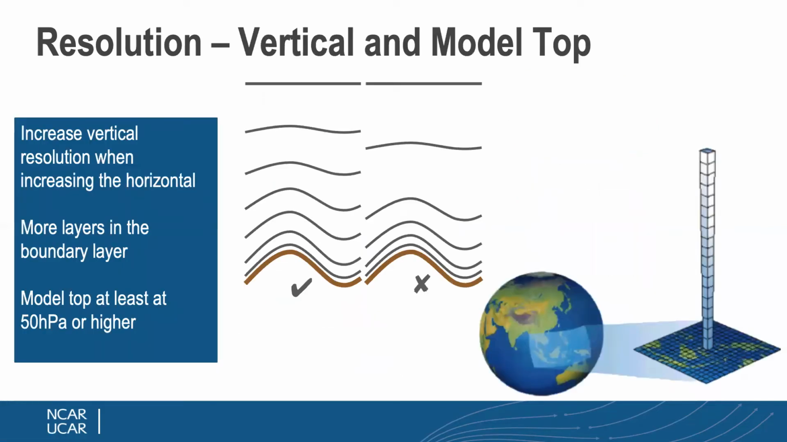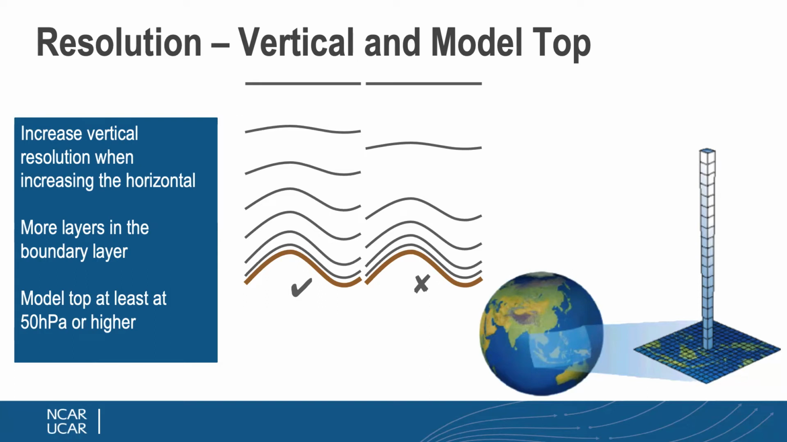And no talk will be complete if we do not also talk about vertical resolution. If you increase the horizontal resolution, you should typically also increase the vertical resolution. We typically want to see more layers in the boundary layer than in the top, but do not neglect the top and make the levels too wide in the upper atmosphere. We also recommend that the model top should be at least 50 hectopascal or higher if you can afford it.